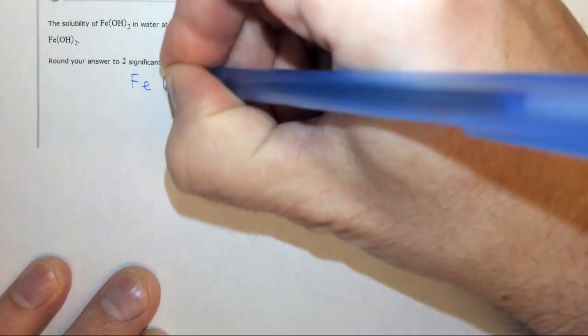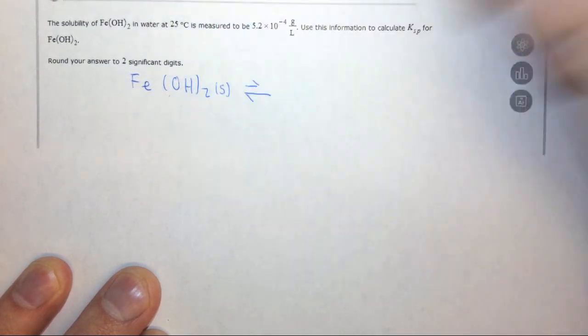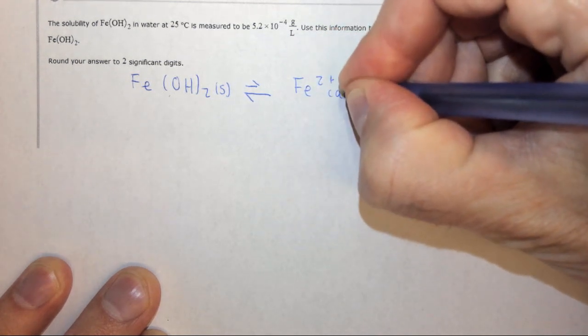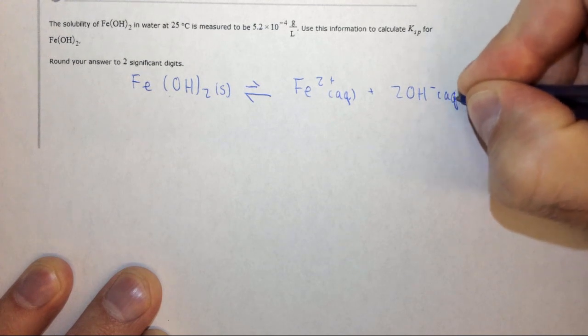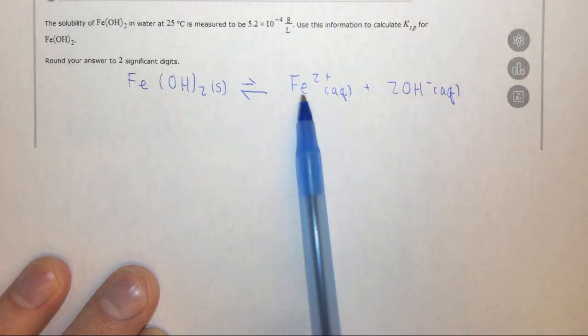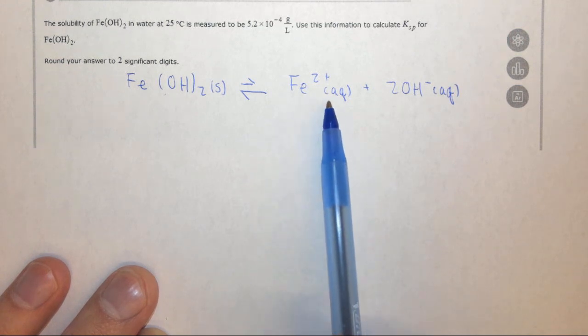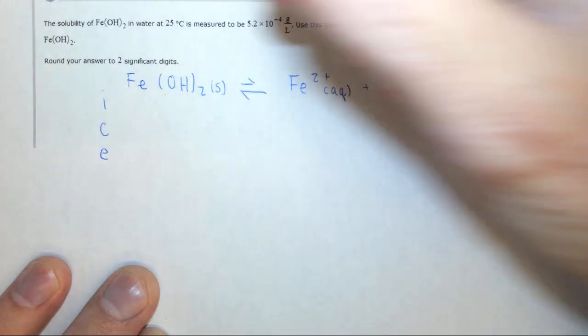In the first question, you'll get a look at how we would find this reaction, but it's Fe(OH)2 as a solid reacting to form Fe2+ aqueous plus 2 OH minus aqueous. And the first video in the playlist goes through how you find out that this is Fe2+. So what we're looking for here is essentially an ICE table. We have an initial, a change, and an equilibrium.